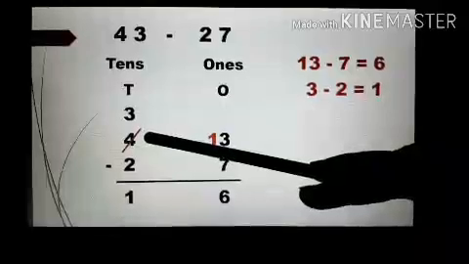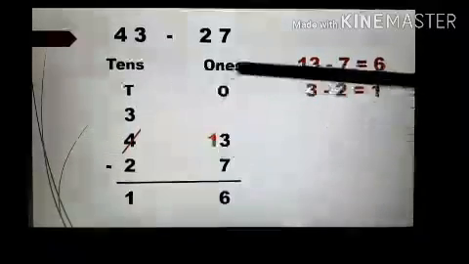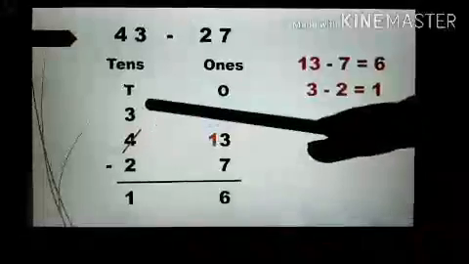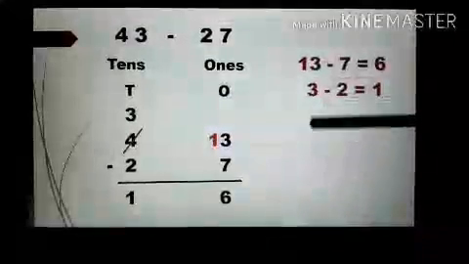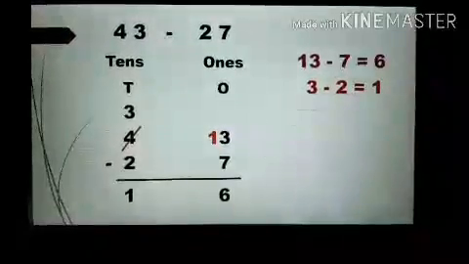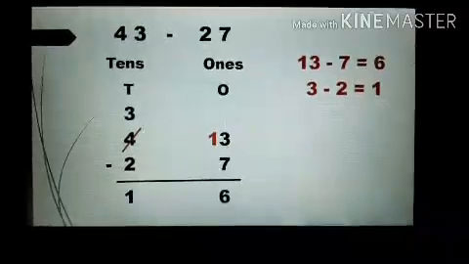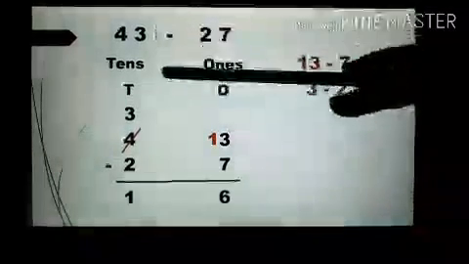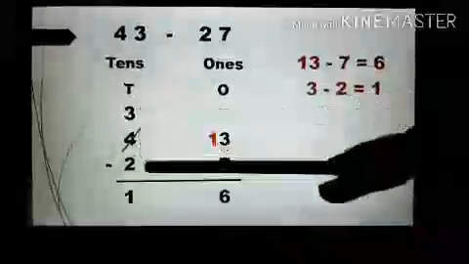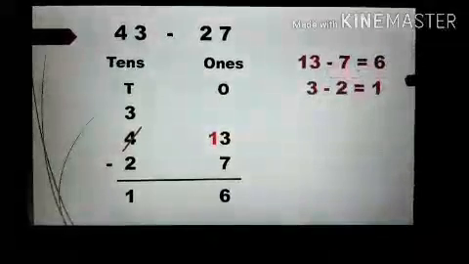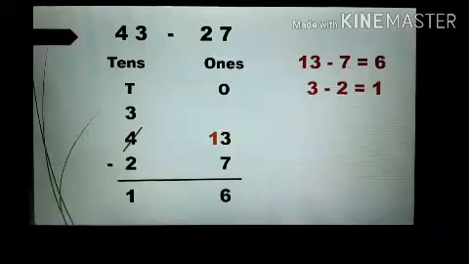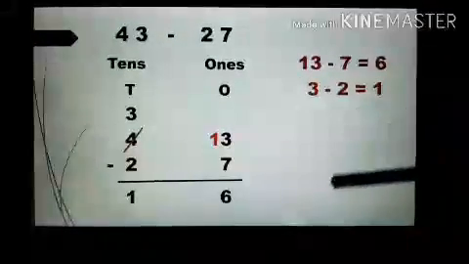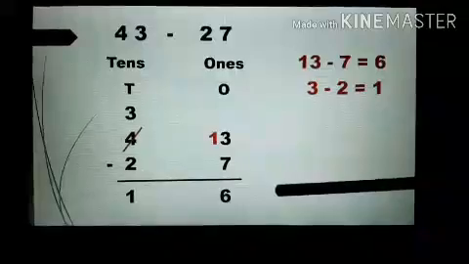3 will borrow 1 ten from 4 tens. It will be 13 ones. And 4 tens will be 3 tens. So 13 minus 7 is equal to 6. We write 6 in ones column. Now solve tens column. 3 minus 2. 3 minus 2 is equal to 1. We write 1 here in tens column. So the answer of this question is 16.